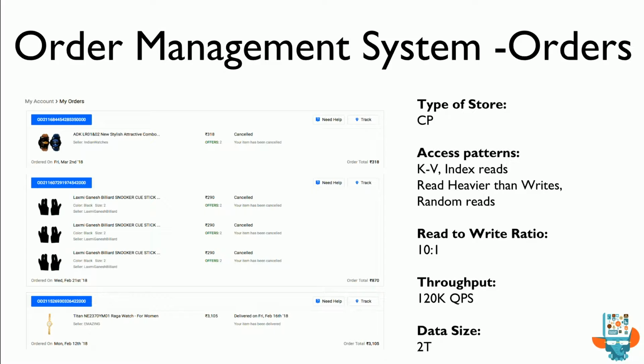And there are random reads. So the read-write ratio of this system is like 10:1. The cumulative throughput we receive is around 120K requests per second. And the data size footprint is around 2 terabytes. Again, all the data sizes I've been putting over here are without replication. So usually we run this with replication. So you can multiply them by 3 to really talk about the data footprint on the disks, right?